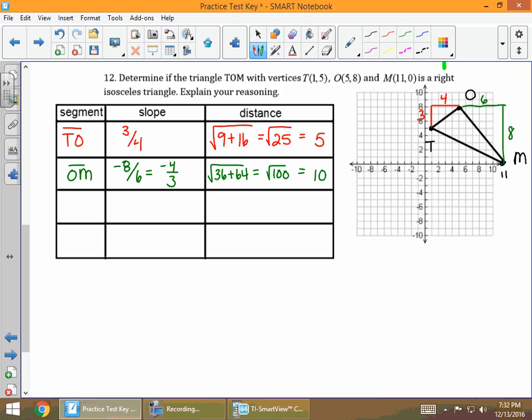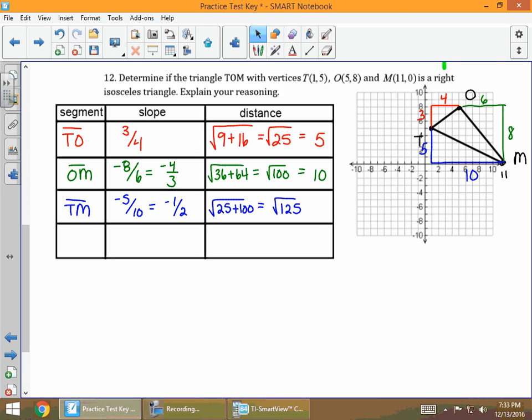And the final segment is TM. From T to M, it looks like we're dropping 1, 2, 3, 4, 5. We're running from 1 all the way to 11, so that's a run of 10. So the slope is down 5, run 10, which is negative 1/2. And my distance is the square root of 5 squared is 25, 10 squared is 100. 100 plus 25 is 125. And that one does not come out nice. Square root of 125 is not one of our nice distances.